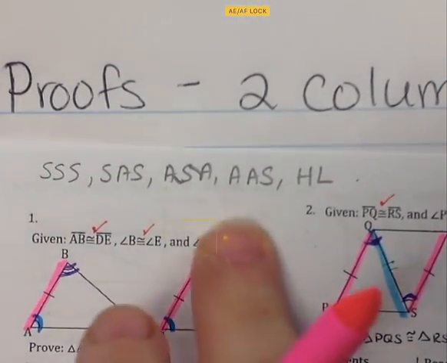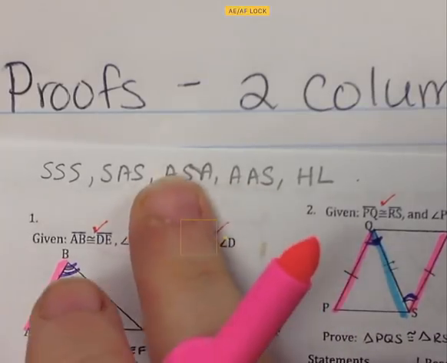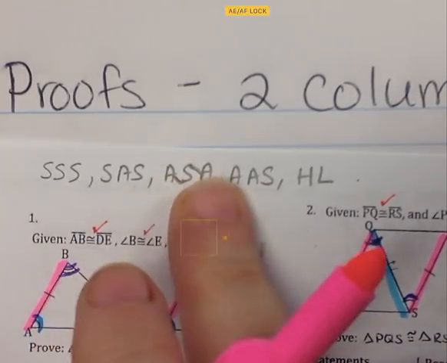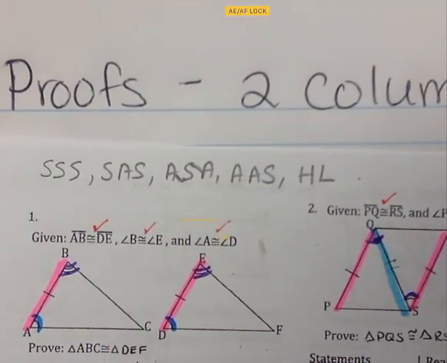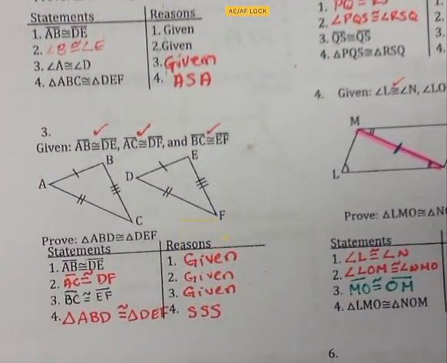So I will come back up here and think, which one is it touching? Is it touching both of the arcs, marked angles, or touching just one of the marked angles? It's only touching one of the marked angles, so it should be angle, angle, side. So the reason these 2 triangles are congruent is because of angle, angle, side.